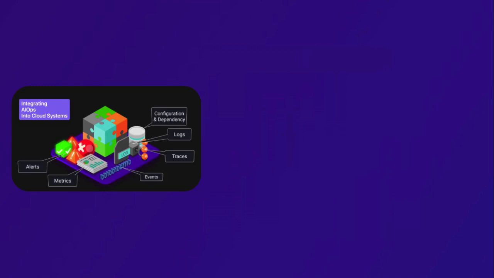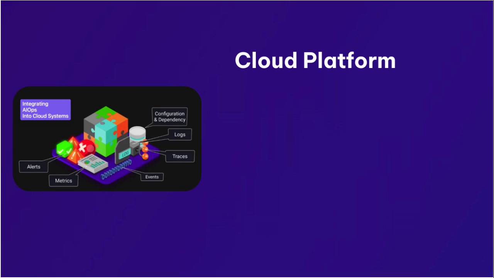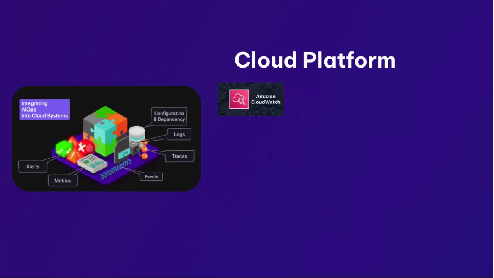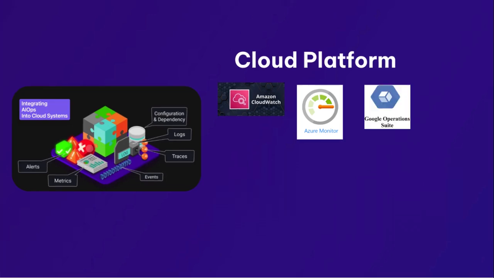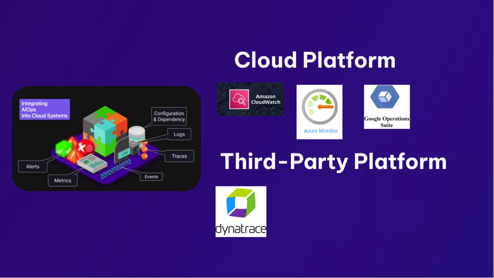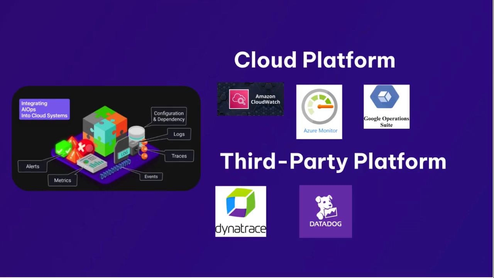Now, let's break down how businesses integrate AI ops with their cloud systems. Integrating AI ops with cloud environments involves several steps to enhance efficiency and reliability. Businesses start by choosing an AI ops platform compatible with their cloud providers such as AWS CloudWatch, Azure Monitor, Google Cloud Operations Suite, or third-party tools like Dynatrace and Datadog.